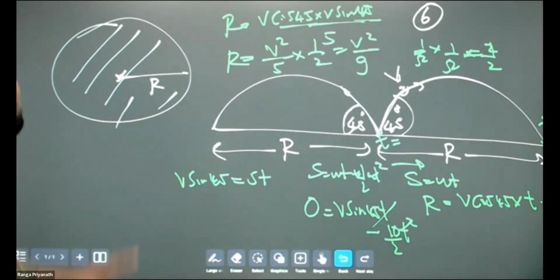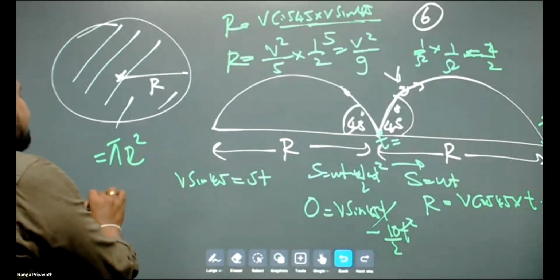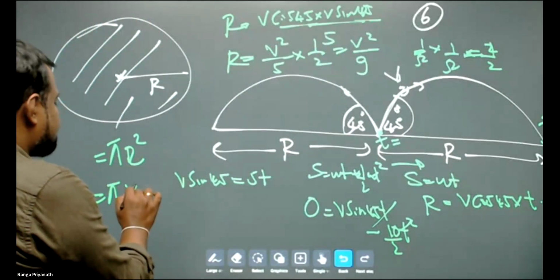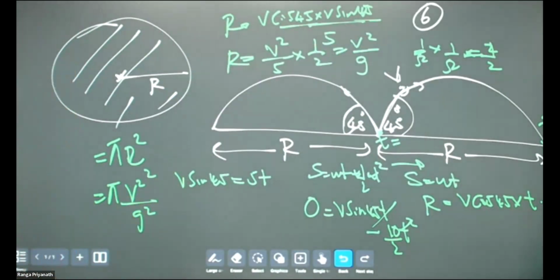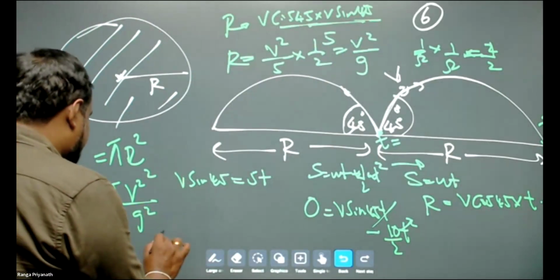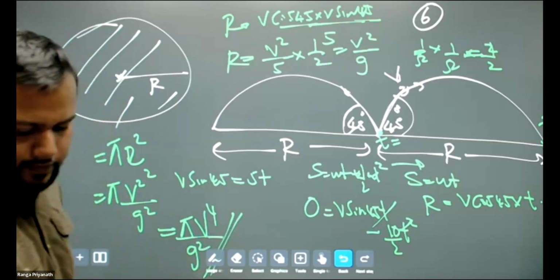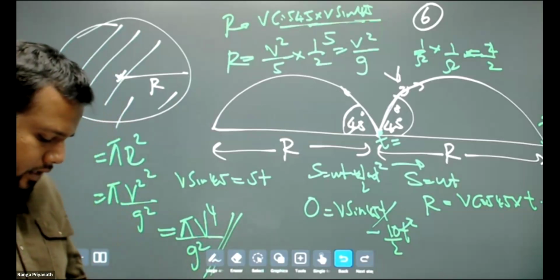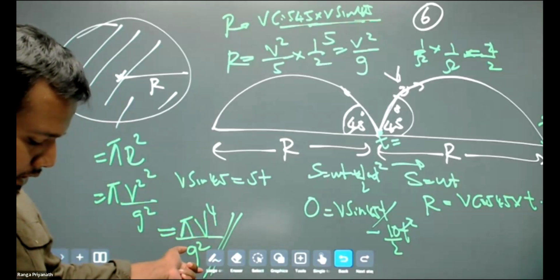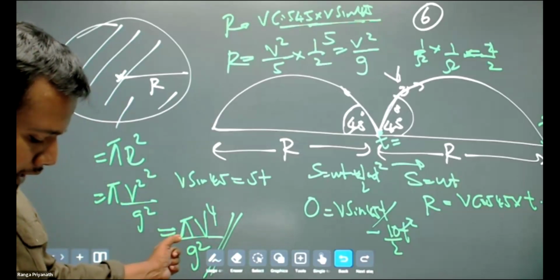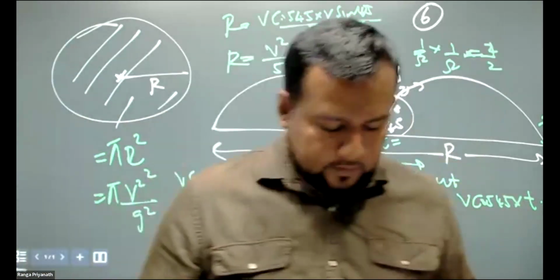Now you know the radius of the circle. Now you can find the wetted area, pi R squared. R is V squared divided by g, so squared, that's V to the power 4 divided by g squared. That's the area you get. So the answer is pi V to the power 4 divided by g squared. We have done many questions like that. The second one is the answer for this question.